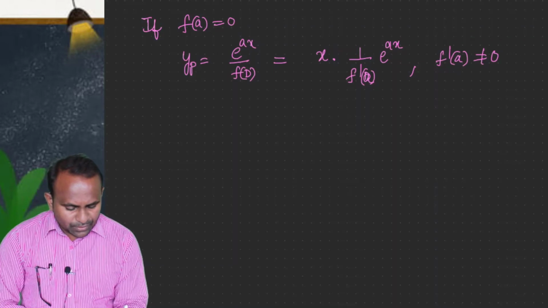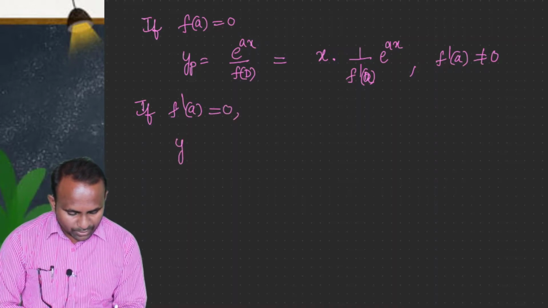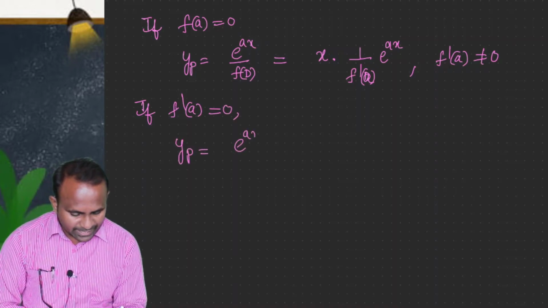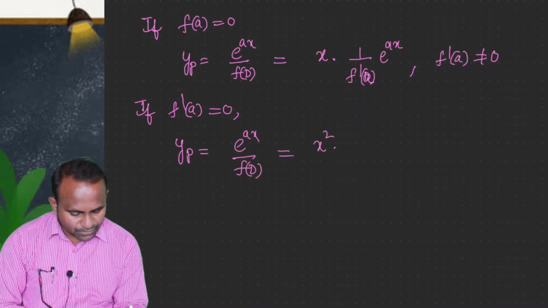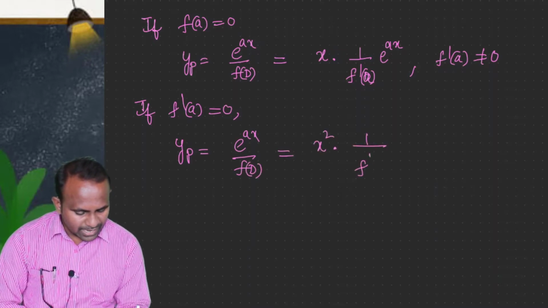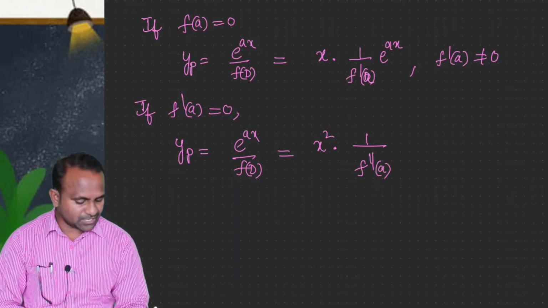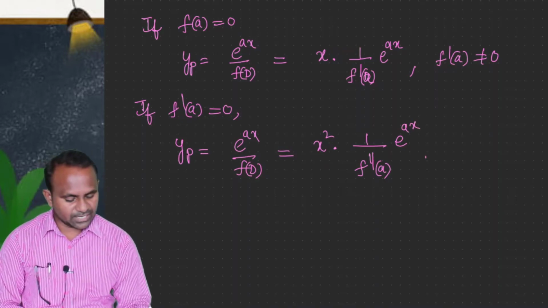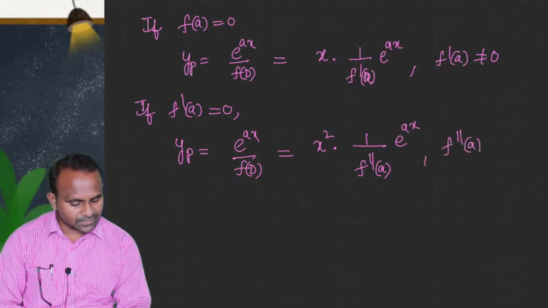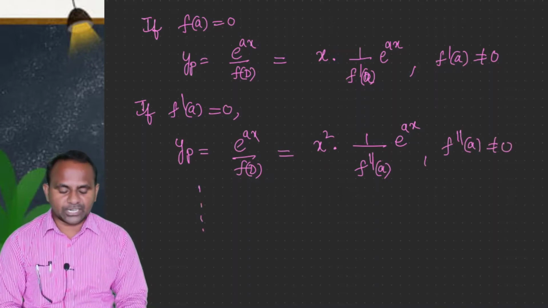And suppose your f of a is also 0, what happens? f dash of a is also 0. Then whatever you are finding, that is e power ax by f of d, can be written this way: x square times 1 over f double dash of a. You find out the second derivative, put a in place of d, and operate with e power ax. You multiply with e power ax. This is whenever f double dash of a is not equal to 0. That is how we proceed.